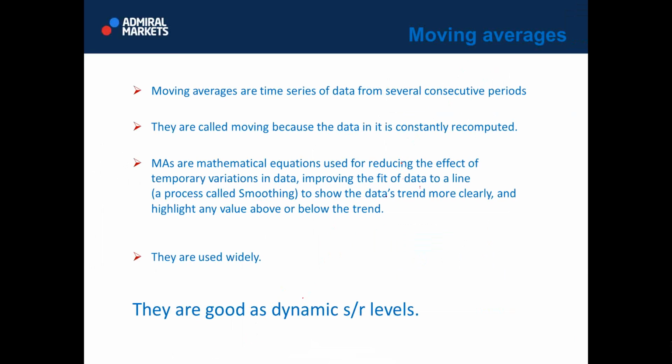Now, moving averages. Moving averages are time series of data from several consecutive periods. They are called moving because the data in it is constantly recomputed. MAs are mathematical equations used for reducing the effect of temporary variations in data, improving the fit of data to a line, a process called smoothing, to show the data's trend more clearly and highlight any value above or below the trend. They are used widely, and especially I use it, and in this method you will use it as dynamic support and resistance levels.